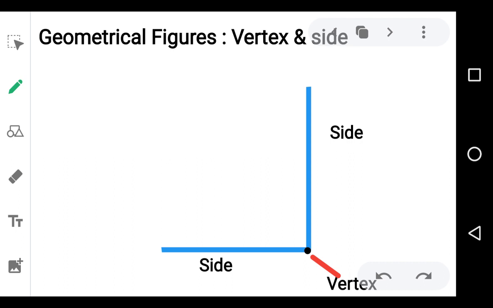First we see what is the side and vertex. So a side or edge is a line segment, and we have already learned about the line segment. The point where two sides meet is called a vertex, and you learned it as corner in the previous class.